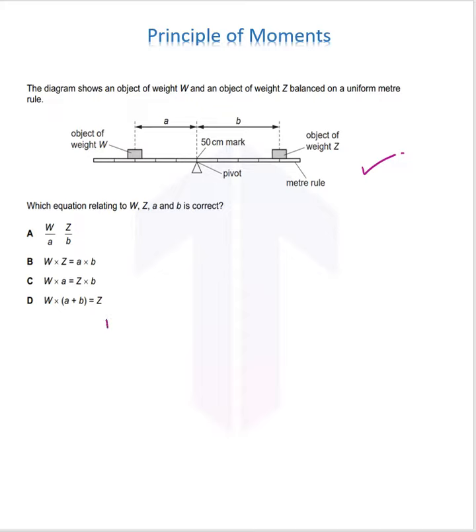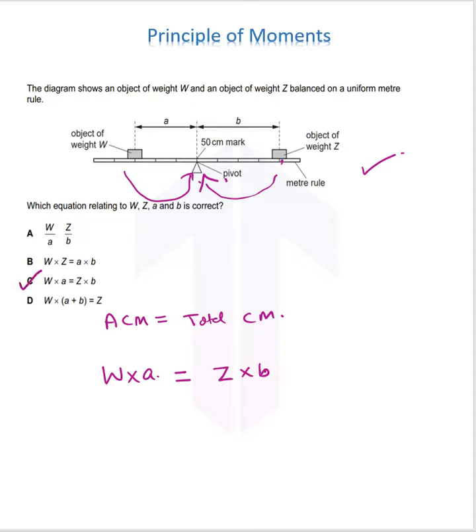It says that the total anti-clockwise moment is equal to total clockwise moment. So this is going to produce a total clockwise moment, that is Z times B, and anti-clockwise moment will be produced from this side. So anti-clockwise moment is W times A. It's always force times distance, and that is equal to the clockwise moment, that is Z times B. So the equation C governs the given diagram.